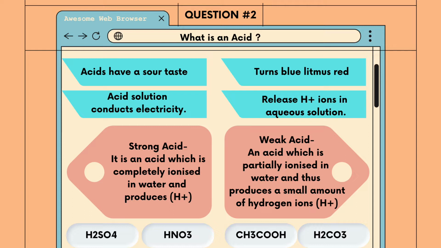A few examples are hydrochloric acid, which is HCl, sulfuric acid, which is H2SO4, and nitric acid, which is HNO3. While an acid, which is partially ionized in water and thus produces a small amount of hydrogen ions, is called a weak acid. For example, acetic acid, which is CH3COOH, and carbonic acid, H2CO3.